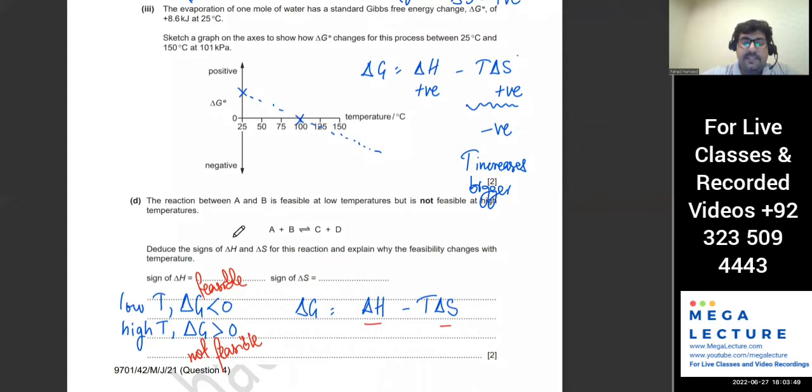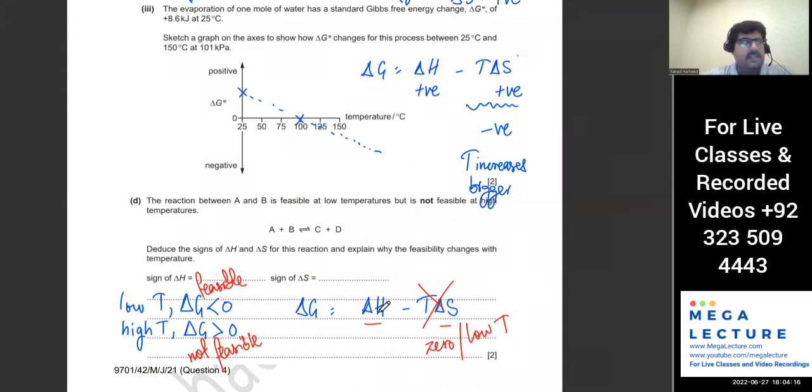So remember, low temperature, it is feasible. Low temperature, let's say temperature is 0. If temperature is 0, this term becomes 0, right? At low temperatures it's negligible; this thing disappears. Is that clear that at low temperatures, I'm taking the temperature to be 0? So at low temperatures, the reaction is feasible.